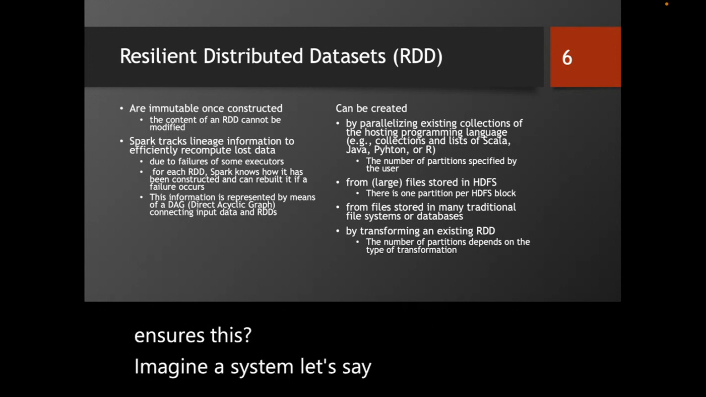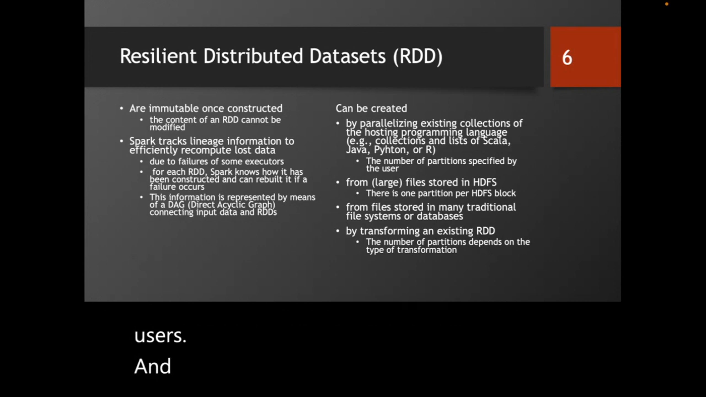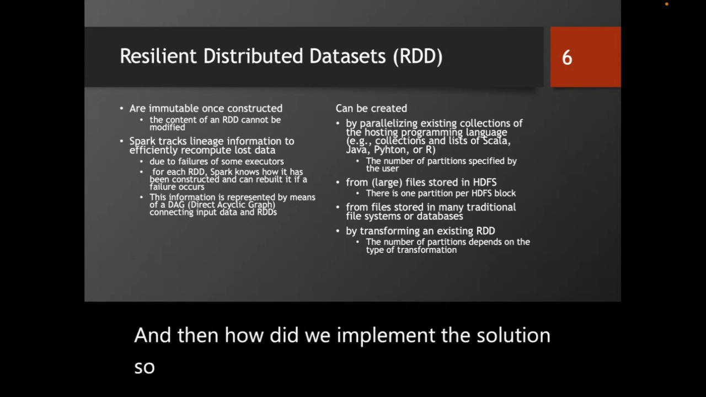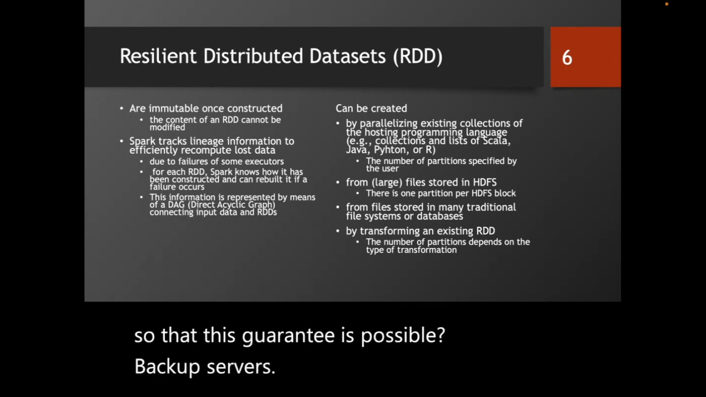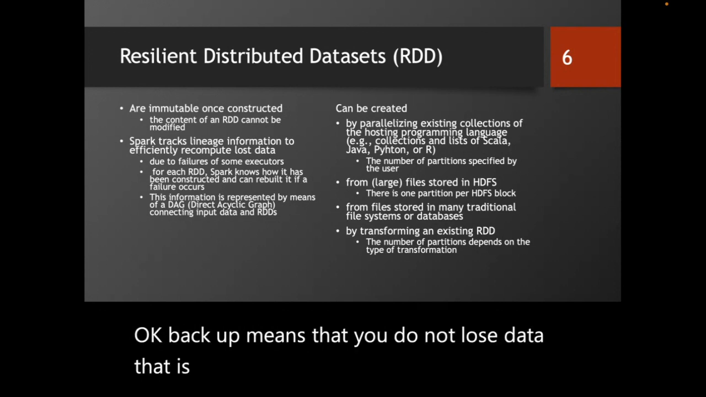Imagine a system, any application. You are promising this to your users. And then how do you implement the solution so that this guarantee is possible? Backup servers, maybe. Okay, backup means that you do not lose data that is already stored, but what about the operations?